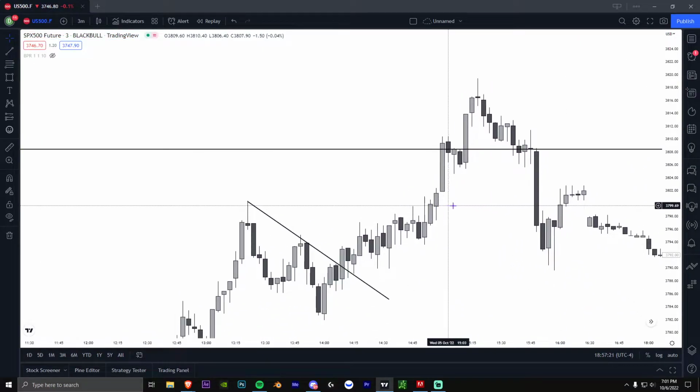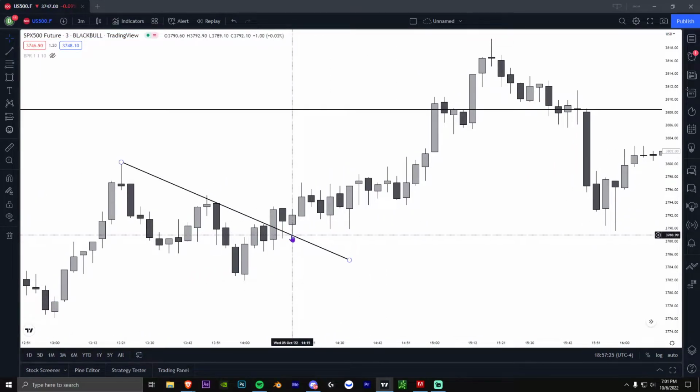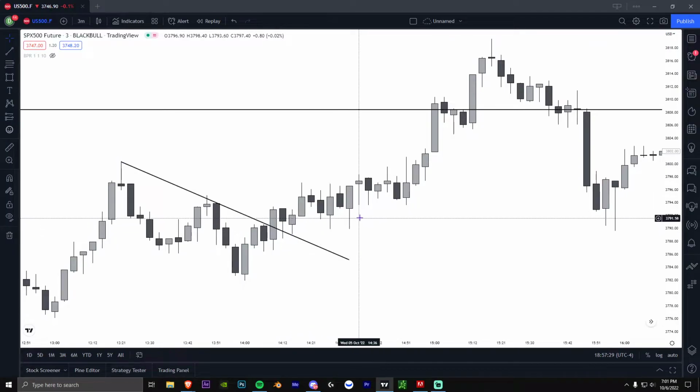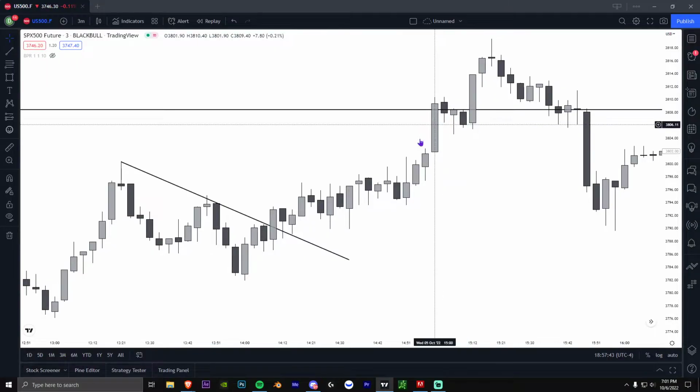So what happens? We end up closing over this in the 3 minute. We get a retest. My stop loss was if we ever closed back under it, but we never did. And as you can see, we made a nice move up to 3809. So the entry was 3793 on the scan close. And you had a max drawdown of 5 points, which isn't much for an almost 20-point move.